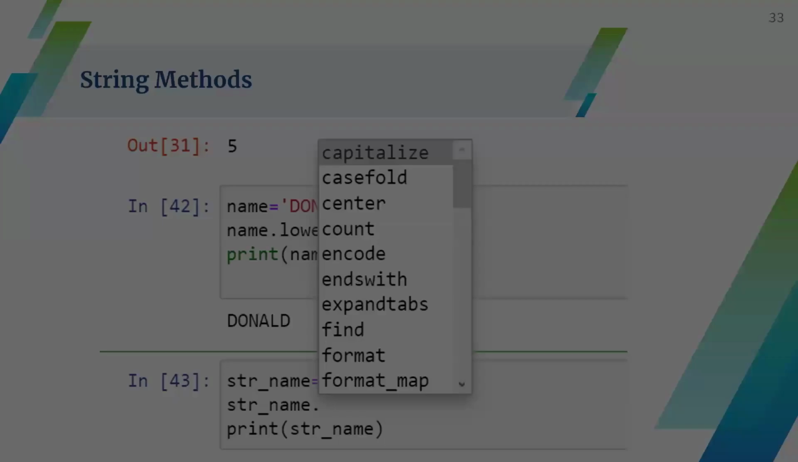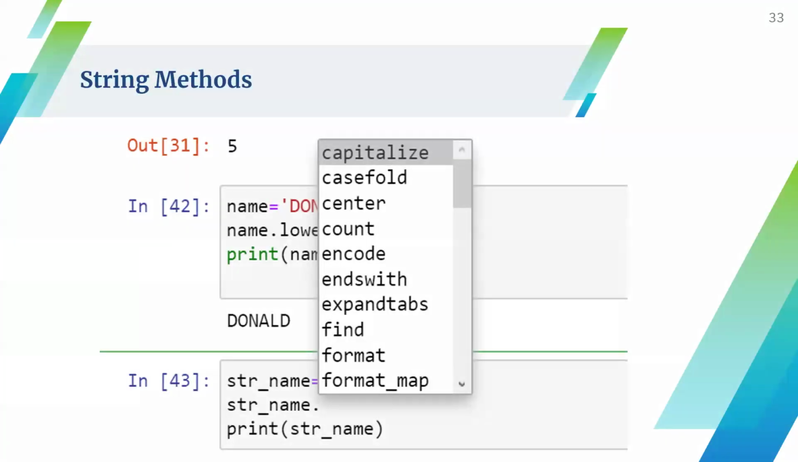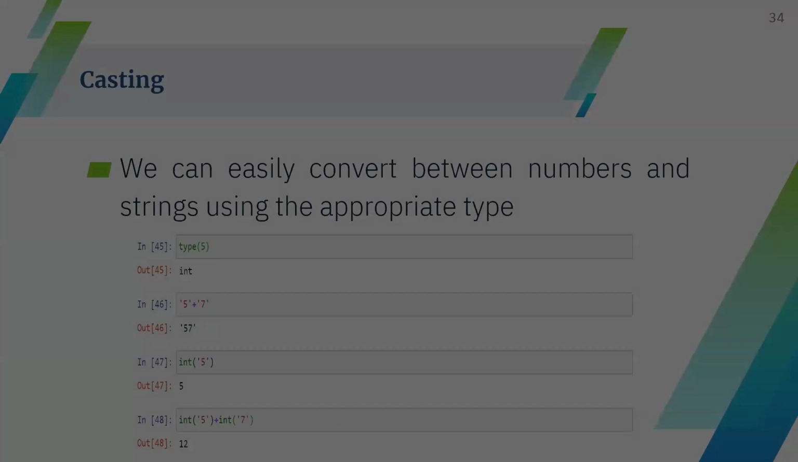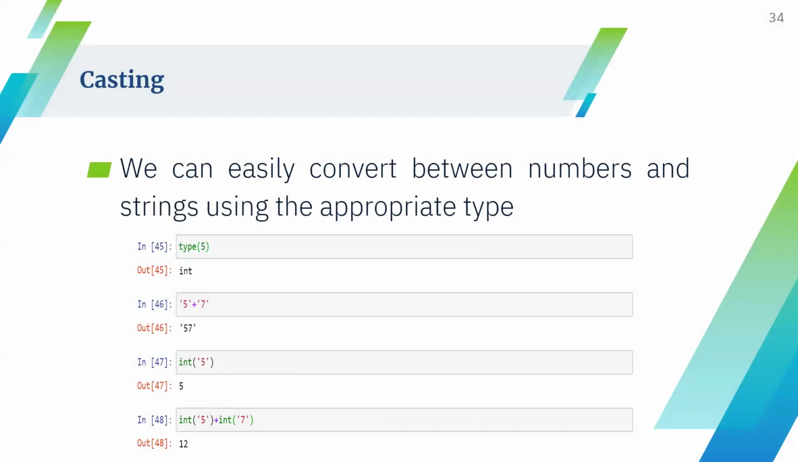The next one is we're going to discuss about casting. Right? What is casting? Converting from one type to another type is called casting. So now we can easily convert between numbers and string using appropriate type. So now see here type of 5. Already I told you about this, right? It is going to return integer type. Now I want to add 5 plus 7. Now see 5 plus 7 means what? We're going to get 12.